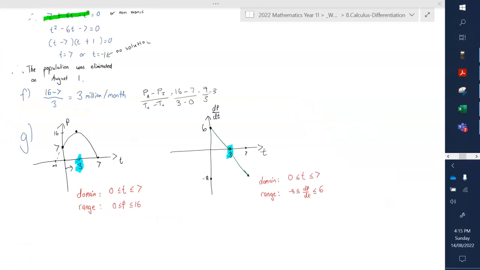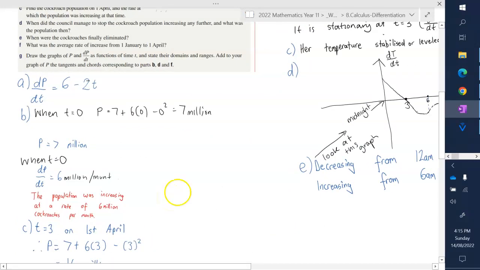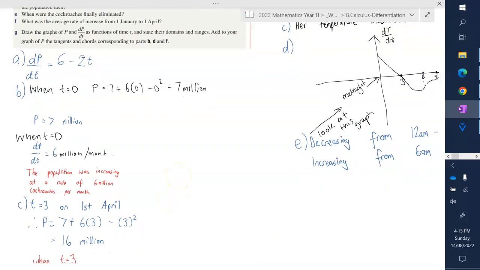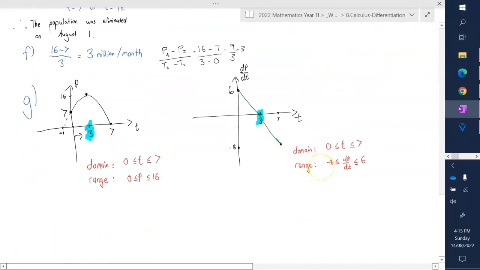If you want to have a look at that again, if I go back up to the questions that we just worked on, we've worked out a lot of these dp/dt's. So we worked out that here for part B, when time is 0, dp/dt was 6. That's the part that's on my graph to start with. So here, at time equals 0, my dp/dt was 6. And it happened also that my original population was 7. So let's have a look then and see what else we've found out.